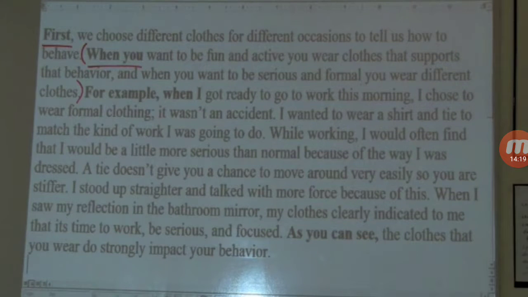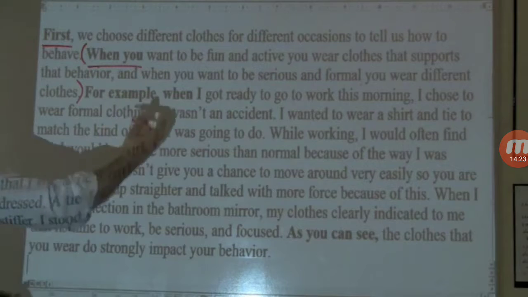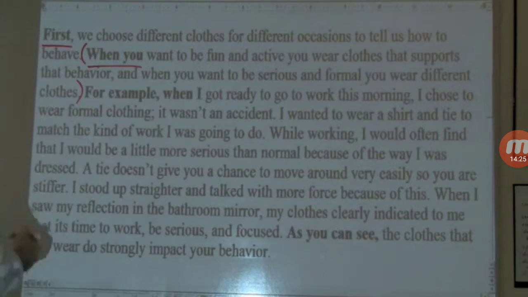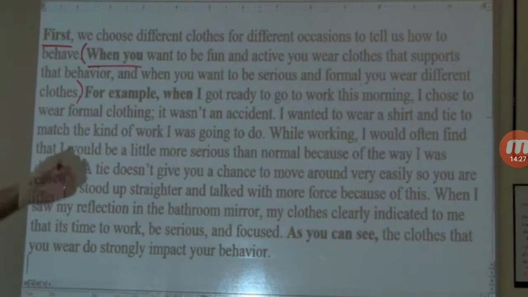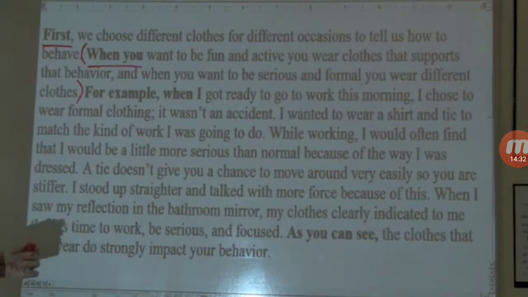So, how do you choose clothes to tell you how to behave? When you want to be fun, you wear clothes that support that behavior, fun clothes. When you want to be formal, you wear formal clothes, different clothes. 1 sentence, maybe 2, 3 maximum.